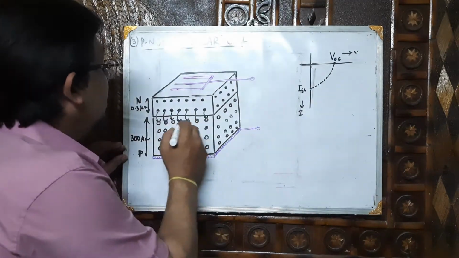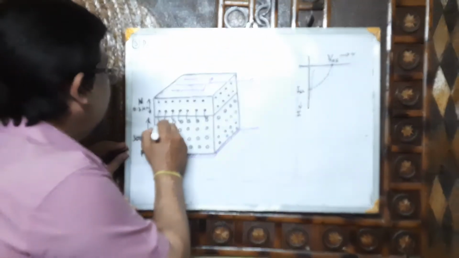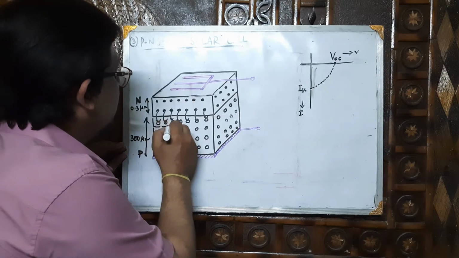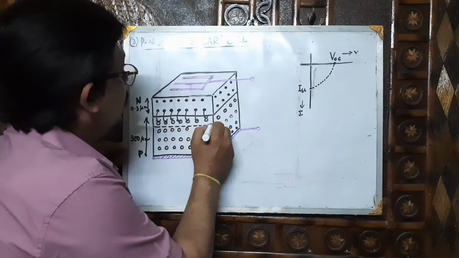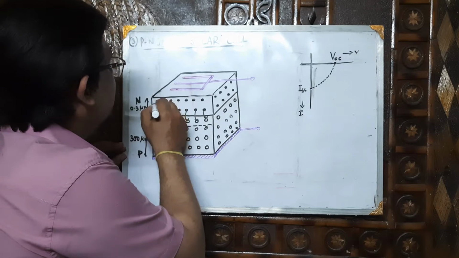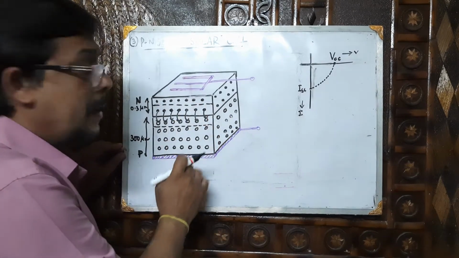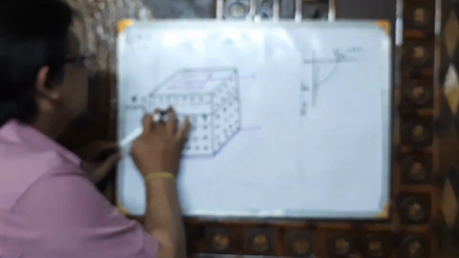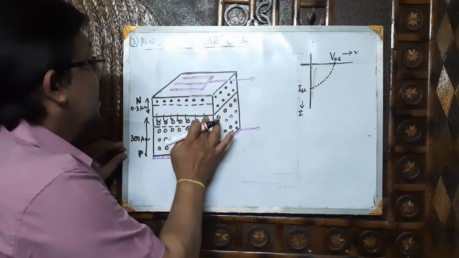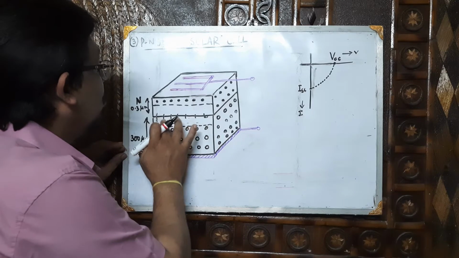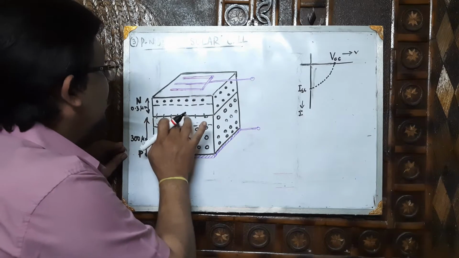As a result, they will recombine, and due to the recombination, we know that in between this portion there will be a section. They will cancel each other, meaning they will recombine. There will be no free charges. Electrons will be cancelled by the holes in this section, and this is called the depletion layer.